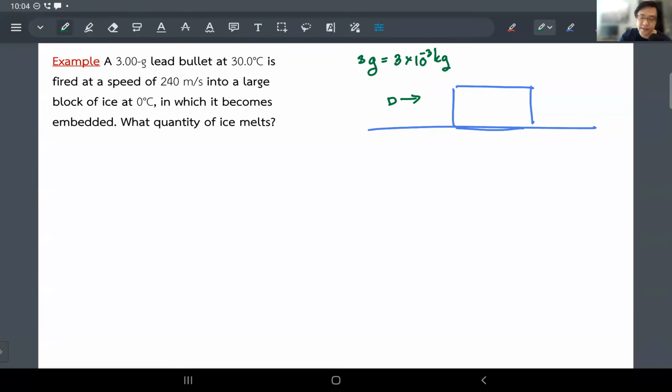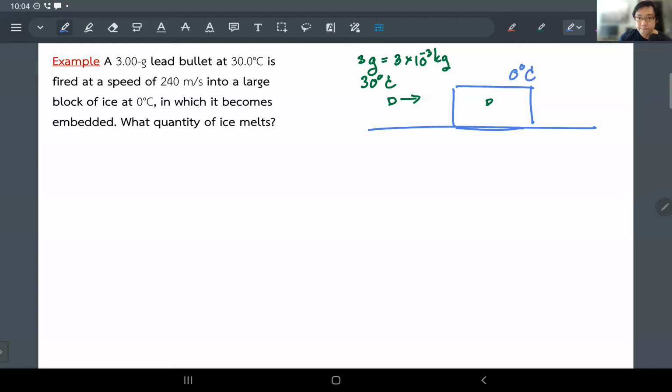But this is not the case. The case is we assume that this lead is going to be stuck in the ice, and at first it started at a temperature of 30 degrees Celsius. So the bullet has an initial temperature. Once it hits the block, it's stuck in there. And the block is big. Let's assume it's big enough that the block stays at 0 degrees Celsius at all times.